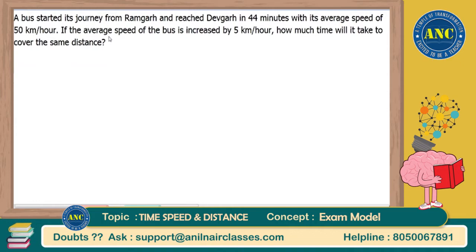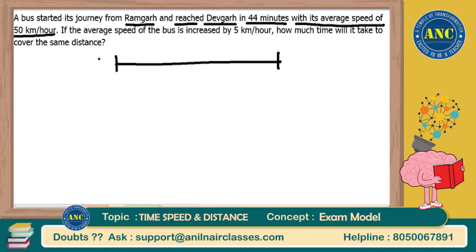Your question is, a bus started its journey from Ramgarh and reached Devgarh in 44 minutes with its average speed of 50 kilometers per hour. That means this is your original examination question, sir. Same question I'm drafting it. So speed is given as 50 kilometers per hour. Let me put it here.